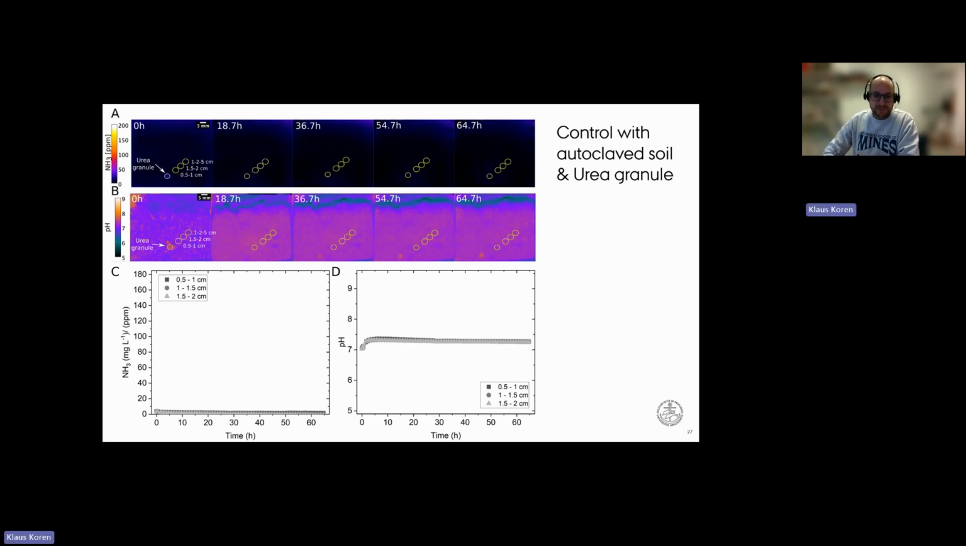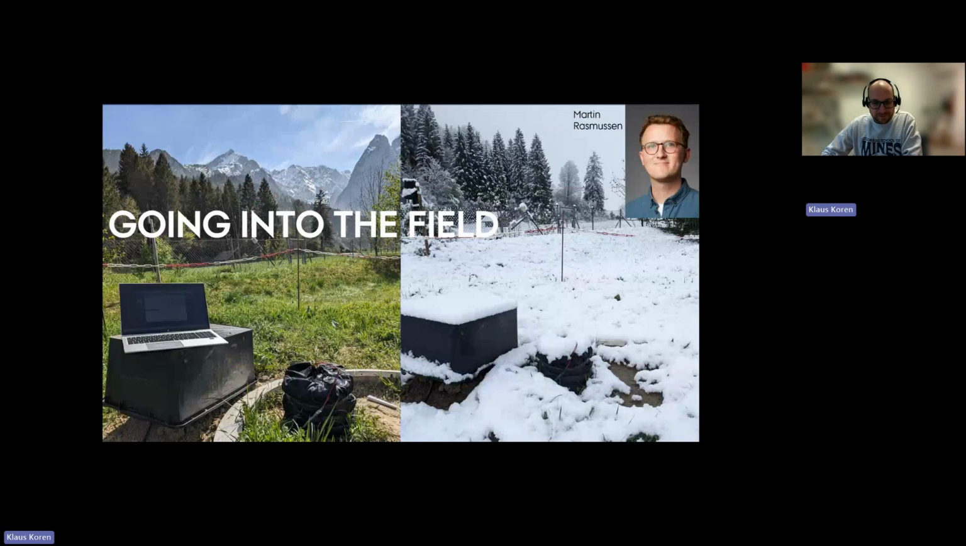So now this is all fine and good, and we're happy that we can put our soil in the lab and put it in between glass plates. But this is, of course, not how it is in real life, right? In real life, we have soil out in the field, and things change, right?